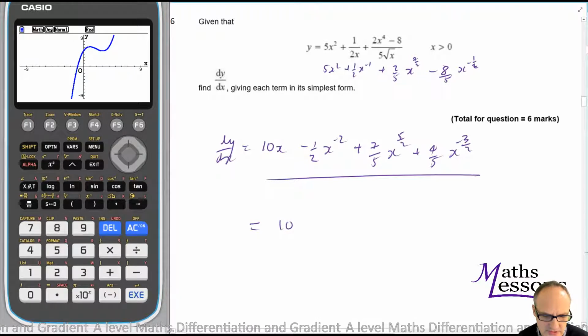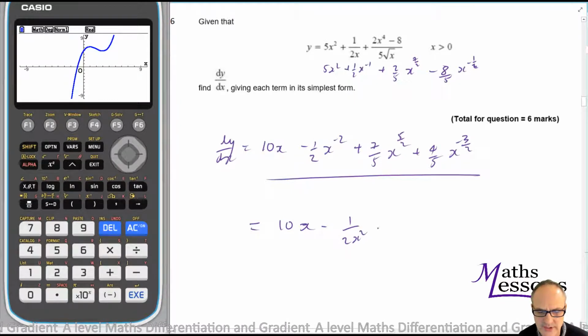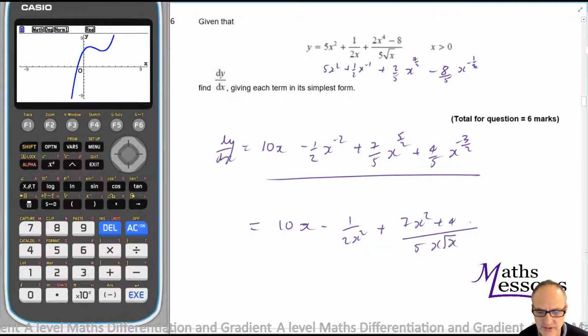Because if you get it into this form, this becomes 1 over 2x squared. A little algebraic exercise could be for you to have a go at getting 7x squared plus 4 over 5x root x. Now, I don't think this actually adds anything to this question, but you might want to try it as a little algebraic exercise. Anyway, next question.